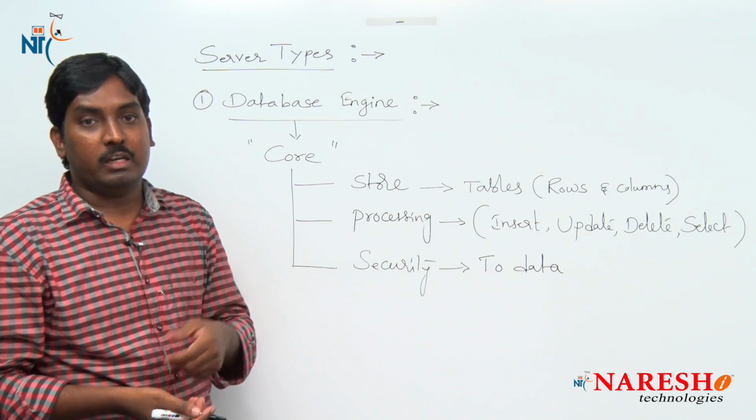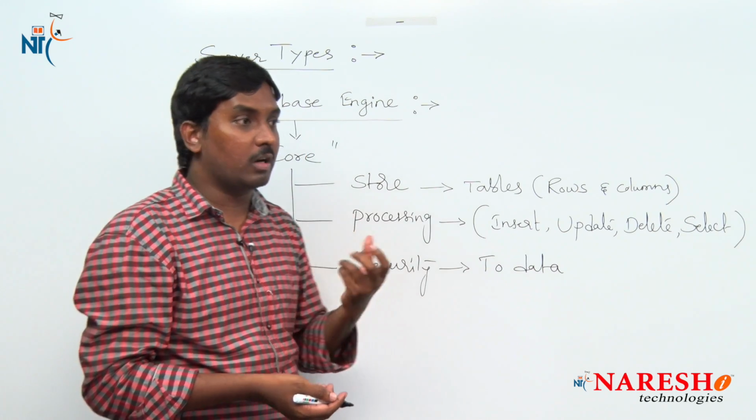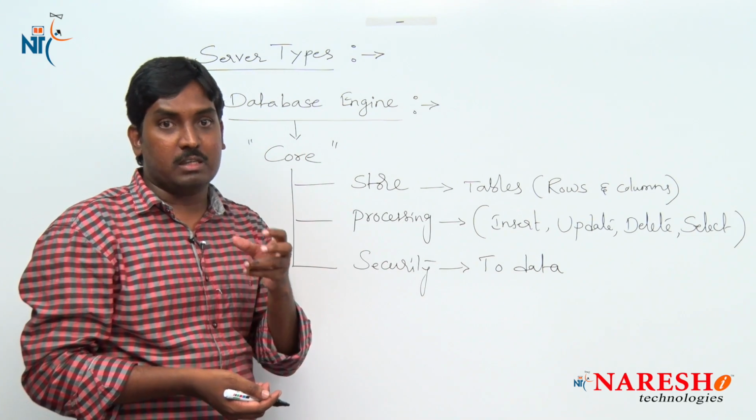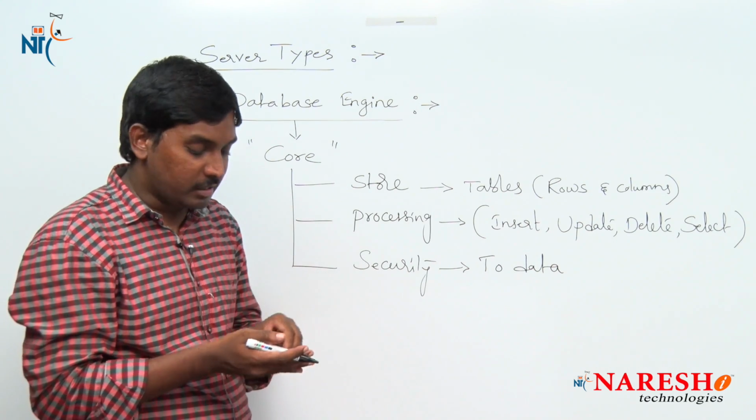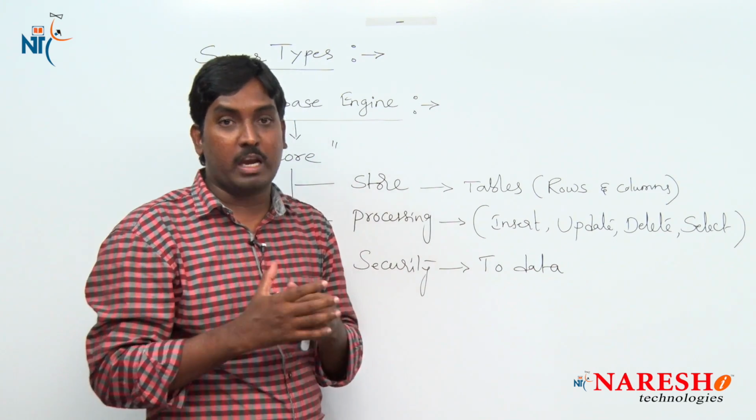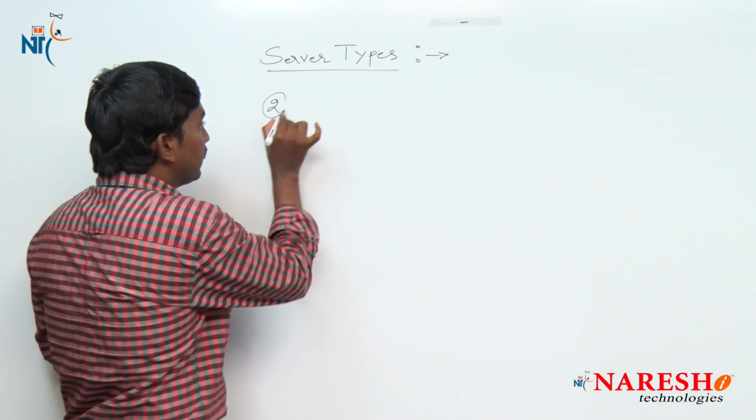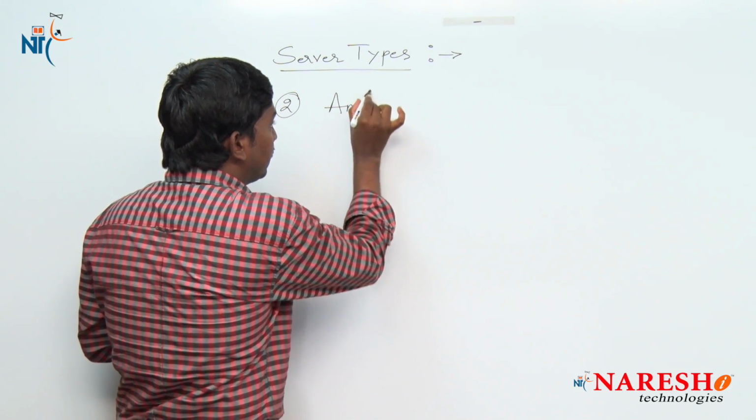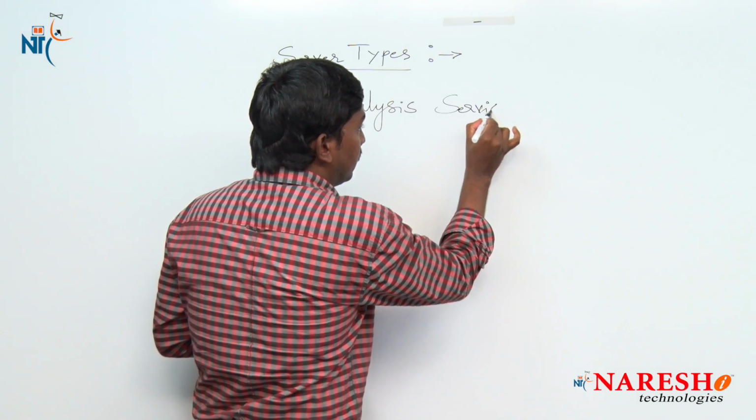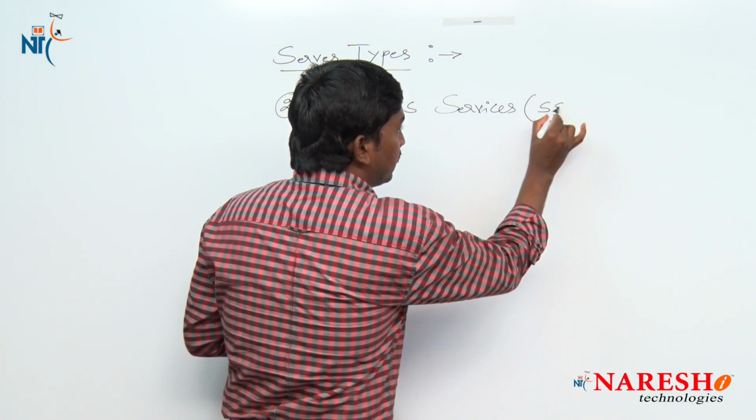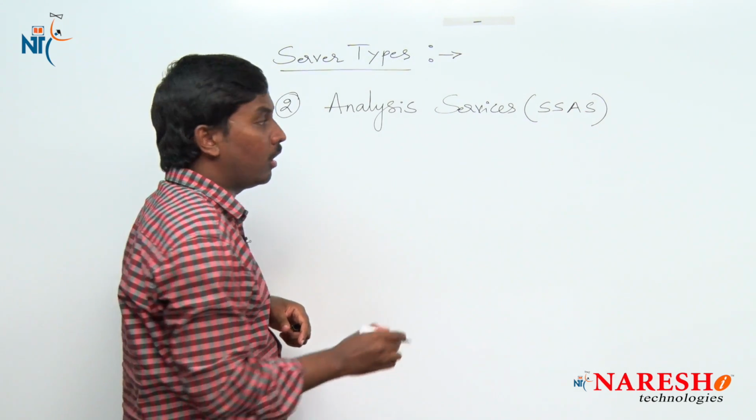Now we can see the next service. What is the next service out of the 4 services? That is called the analysis service. Let us see how to use the analysis service and what its purpose is. So the second service in my server types is called analysis services, and we also call it SSAS.